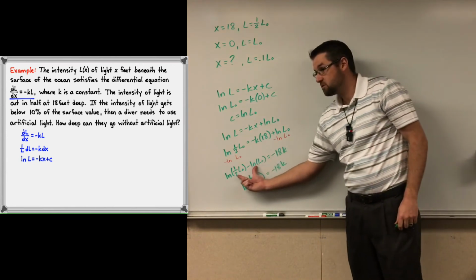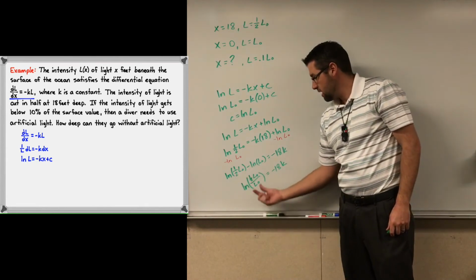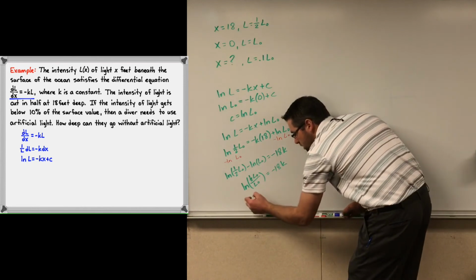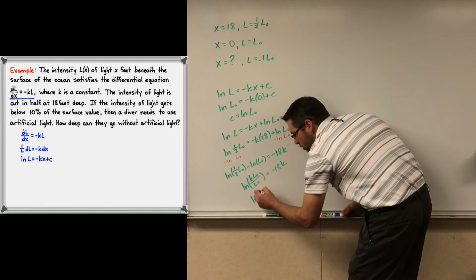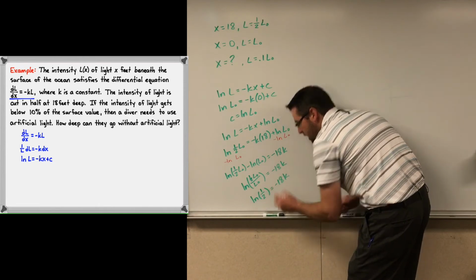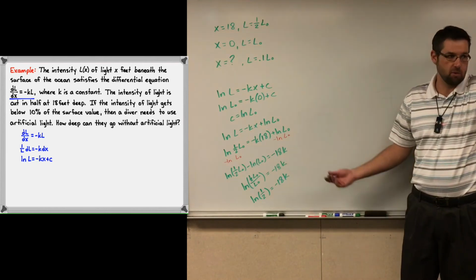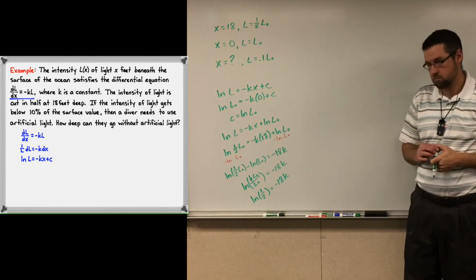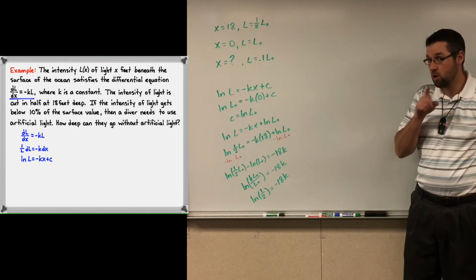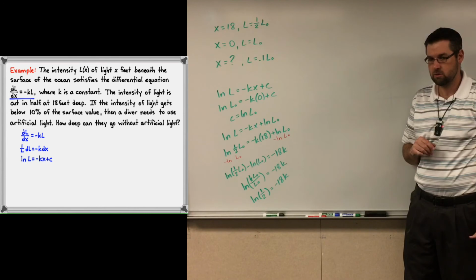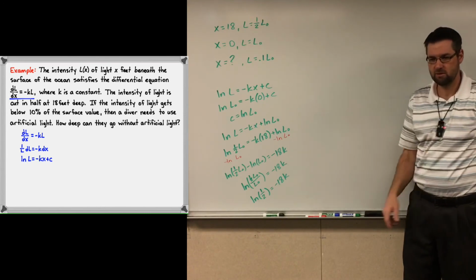Are you guys okay with this property here? Okay. Now that I've got 1/2 L0 over L0, that just reduces to natural log of 1/2 equals negative 18K. And what is the natural log of 1/2? A number. It's a number, right? Isn't it log of 1? Isn't it 2? No, it's not natural log of 1 over natural log of 2. I don't know. What did you say?